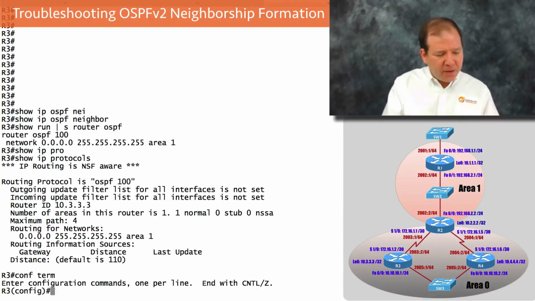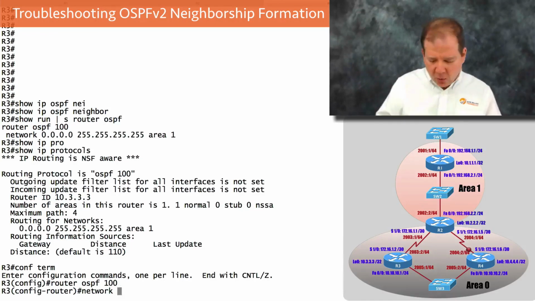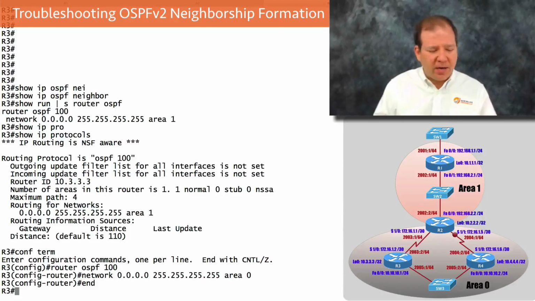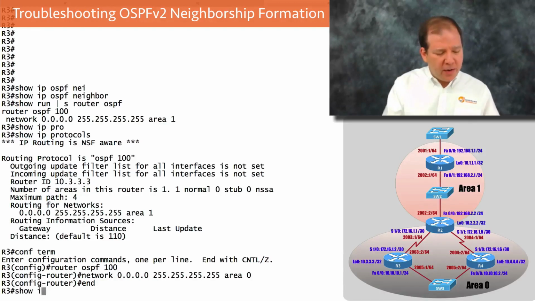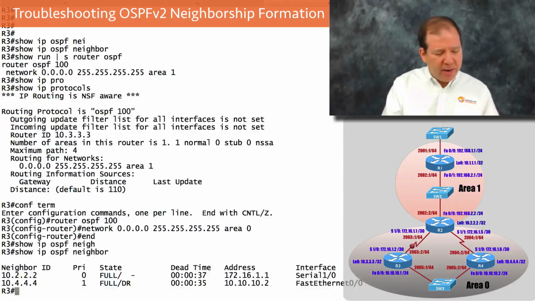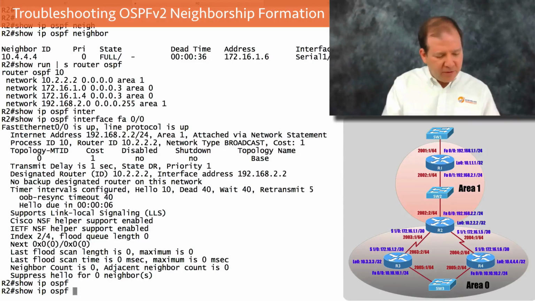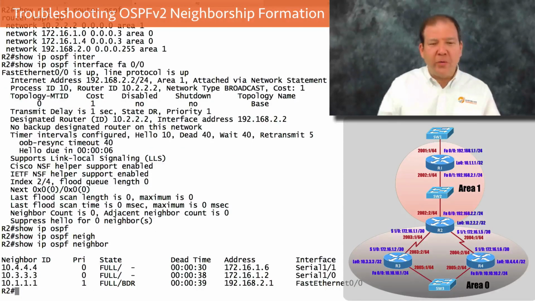Let's go into router OSPF configuration mode for process ID 100, and let's say network 0.0.0.0 255.255.255.255, and instead of area 1, I'll say area 0. And we'll give it a couple of seconds, and hopefully we'll have a neighborship with R2 and R4. Let's see. Let's do a show IP OSPF neighbor command, and we do. Let's just confirm that R2 is a neighbor with all of the other routers. Show IP OSPF neighbor, and we are.